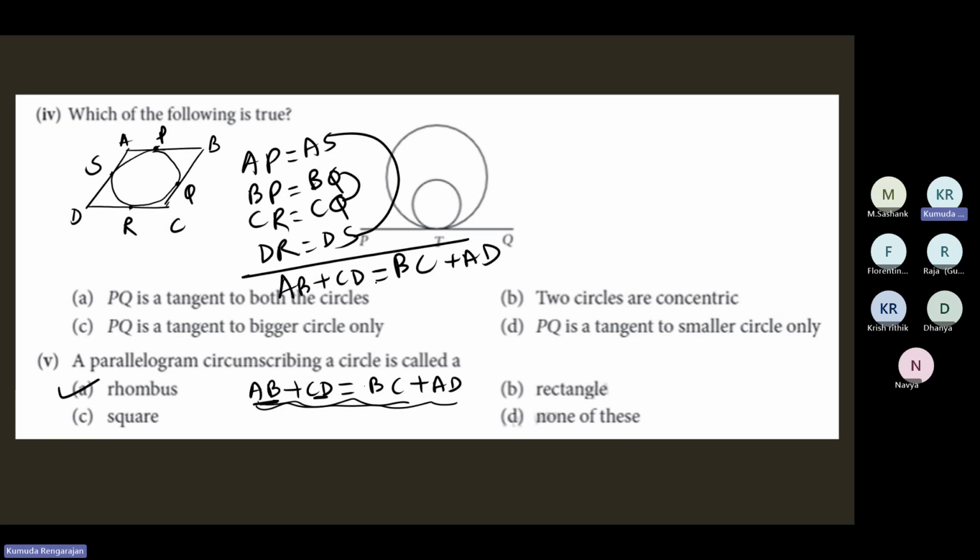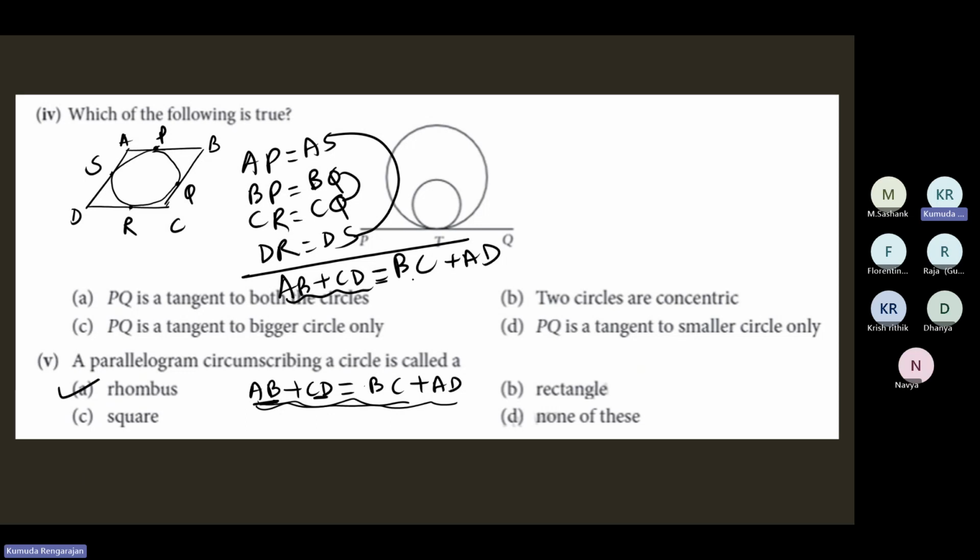Now, this result is a general result. Any quadrilateral, it need not be a parallelogram. When any quadrilateral circumscribes a circle, this result is true. The sum of the opposite sides are equal. Now it's a parallelogram. So opposite sides are equal.